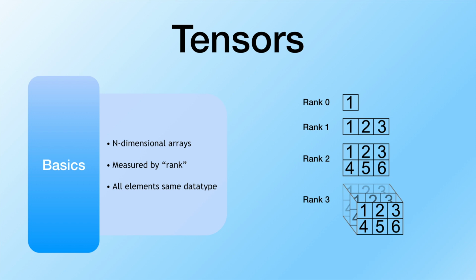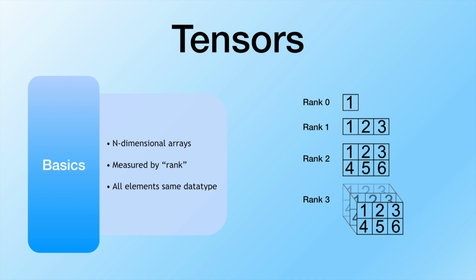And then rank 2 and rank 3. So rank 2 is a 2-dimensional matrix, whereas rank 3, you can think of that as being a stack of 3 2-dimensional matrices. 3 at least in this example, it could be more. But the point is, it's 3-dimensional.